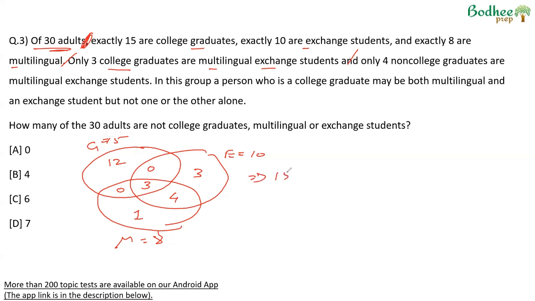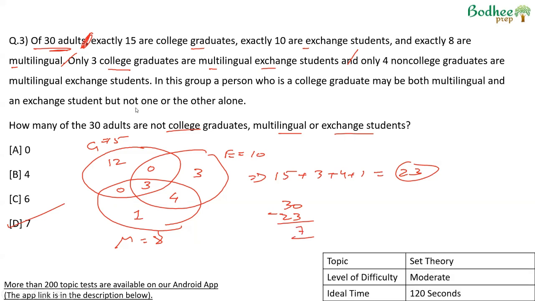So total number of people who are at least one or the other will be 12 plus 3, 15. Plus 3 plus 4 plus 1. 12, 3, 15, 3, 4, and 7, 8. This comes out to 23. Out of these 30, how many are not college, not multilingual, nor exchange? 23 are at least one of them, and therefore 30 minus 23, 7 will be none of these, and therefore 7 becomes my answer.